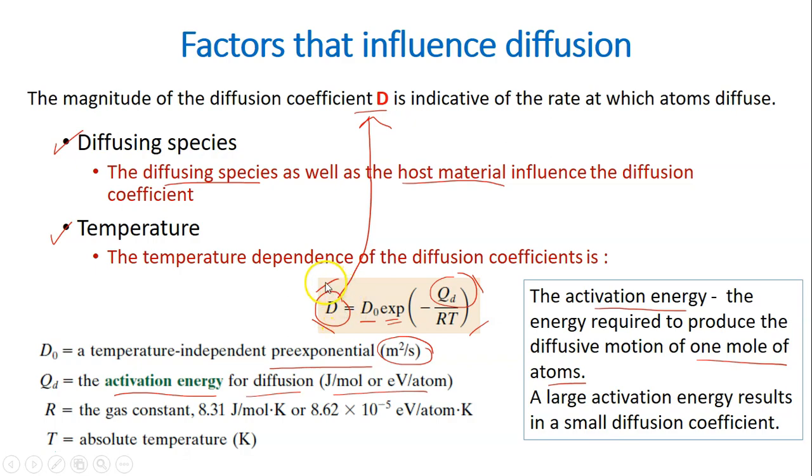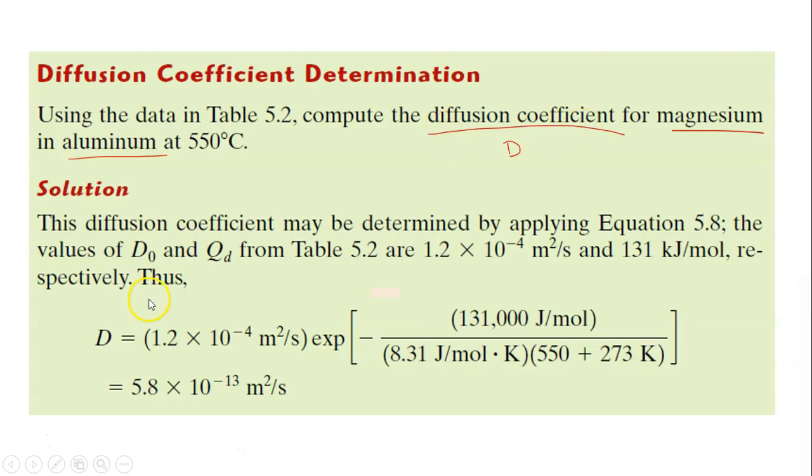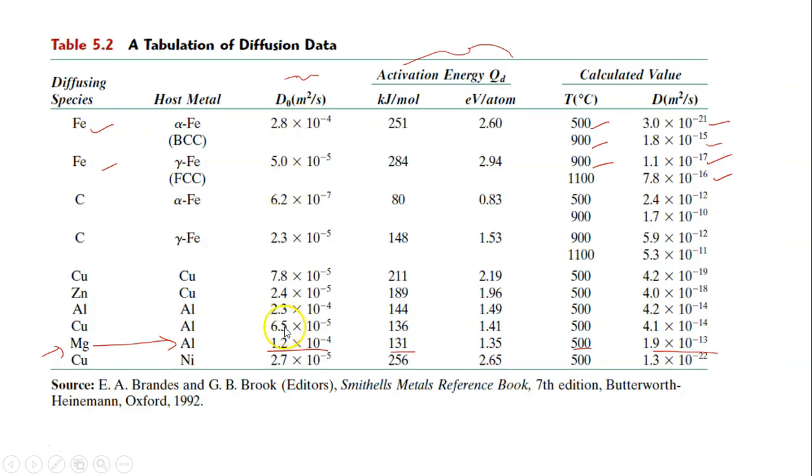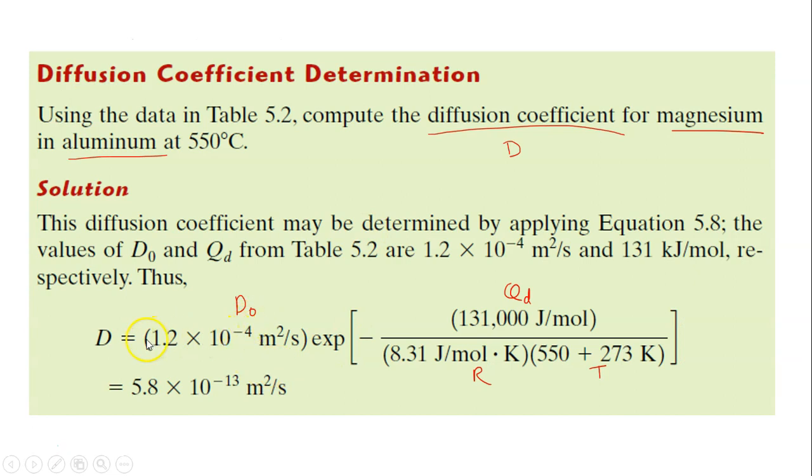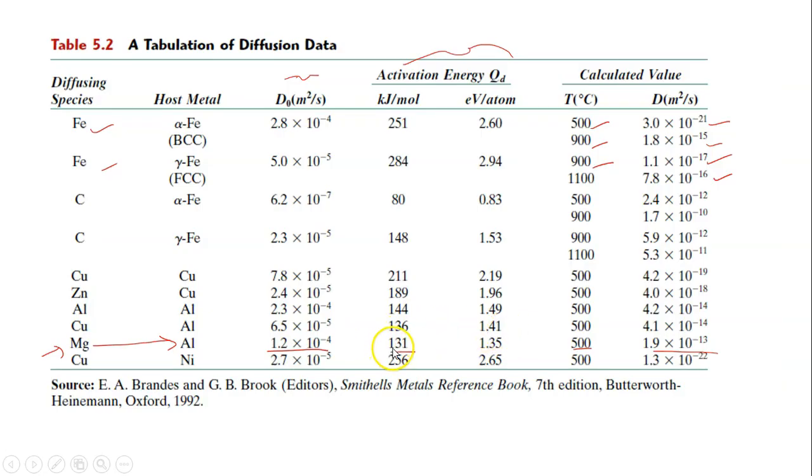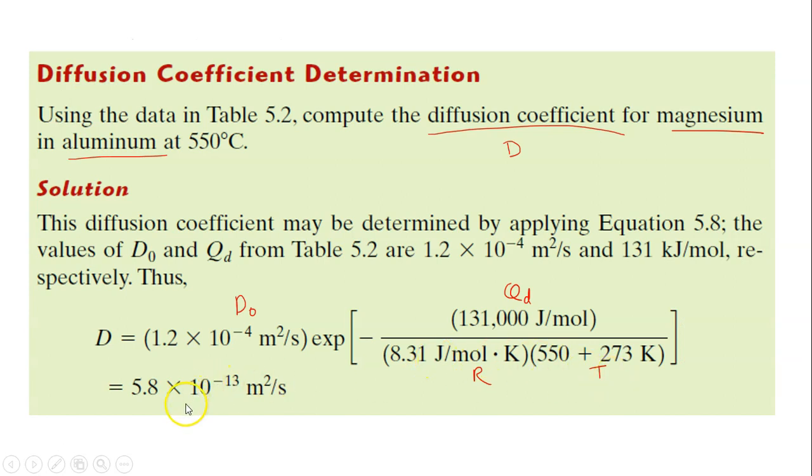You just need to calculate the value of D. For the diffusion coefficient, just substitute into this equation. This is D naught, this is QD, this is R and this is T. D naught here is 1.2 times 10 to minus 4. These values are temperature independent, meaning you can just use them straight away, regardless of what the temperature is. Substitute D naught, substitute QD. QD is 131,000 joules per mole. And then R and T. So you will get D as 5.8 times 10 to minus 13.